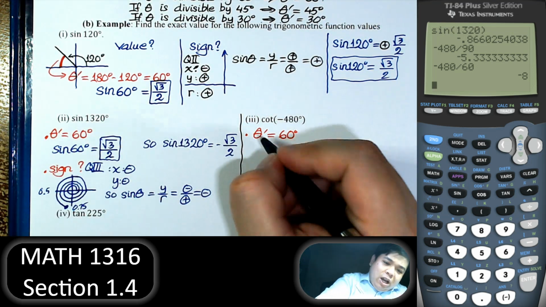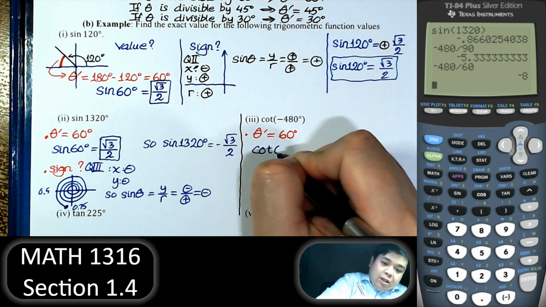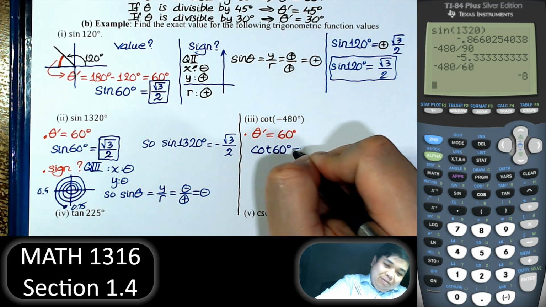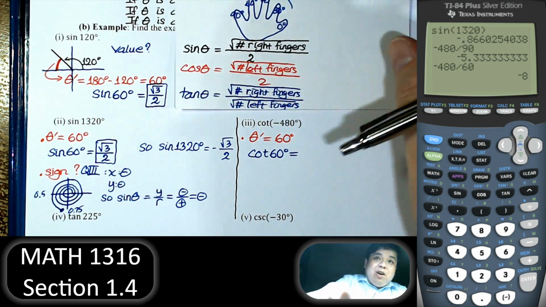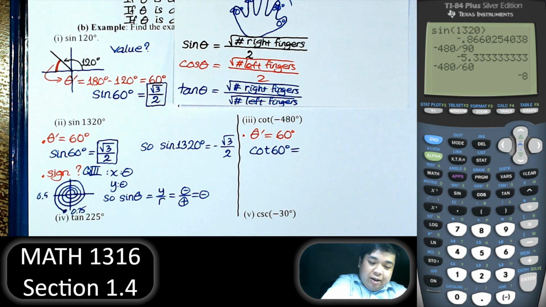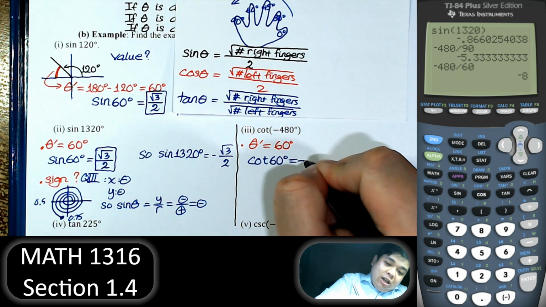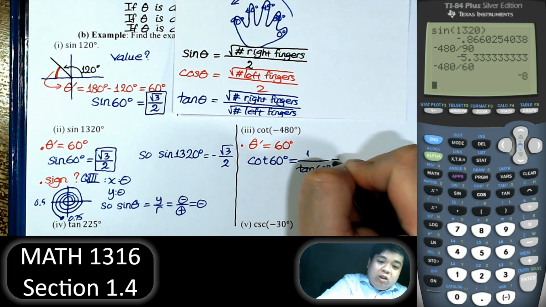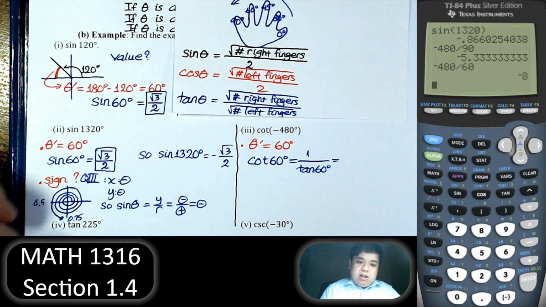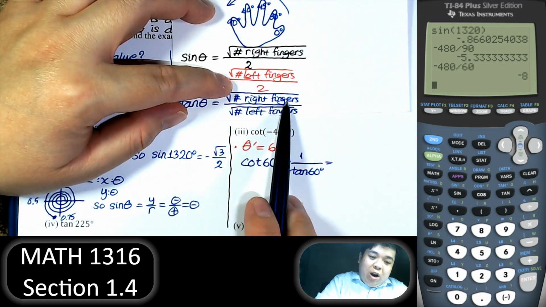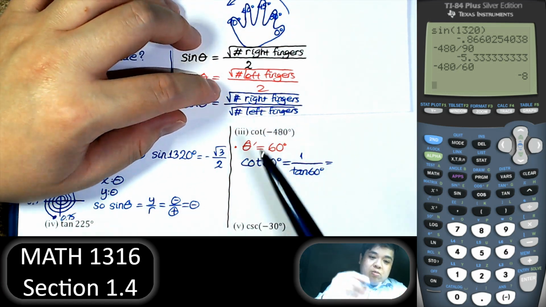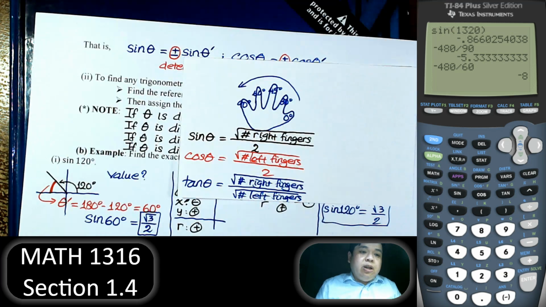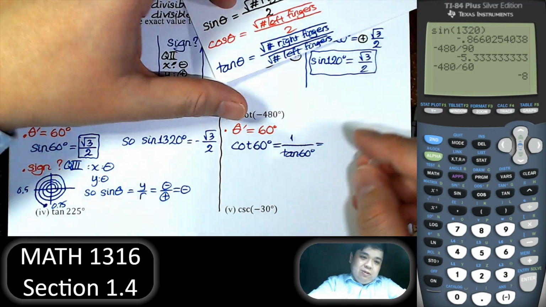Now what is cotangent of 60 degrees? Well, the hand trick only works for sine, cosine, tangent. This is cotangent. But cotangent is the reciprocal of tangent, meaning that whatever we have for tangent, we flip to get cotangent. So instead of the square root of the number of right fingers over the left fingers, we do the reciprocal. So 60 degrees is here, right?